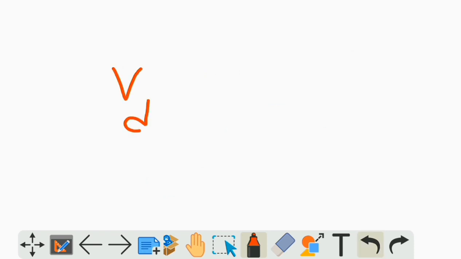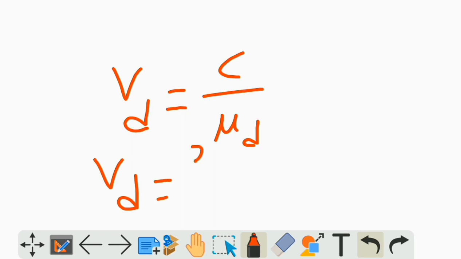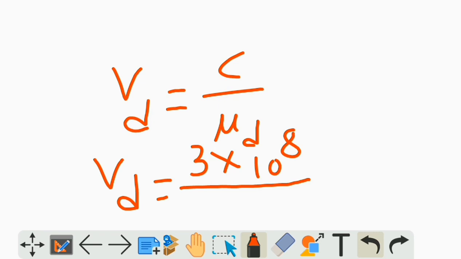Then v_d will be equal to c by mu_d. Understood? So v_d is equal to c, which is 3 into 10 to the power of 8 meter per second, divided by the mu value given, 2.42. You have to simplify this and write the answer. However much you get, that will be the speed of light in diamond. Understood? Now simplify and tell me the answer, how much you will get.